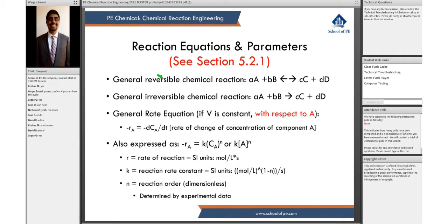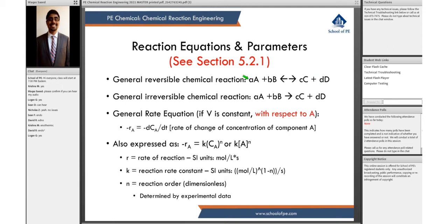The first thing you should be aware of is the difference between a reversible and irreversible chemical reaction. A reversible chemical reaction, again, is a reaction where you have a double arrow sign, right? And the reactants are forming products, but the reaction can also move from products to reactants in the reverse direction. Irreversible reactions only move from left to right. And of course, the standard convention is reactants are on the left side, products are on the right side.